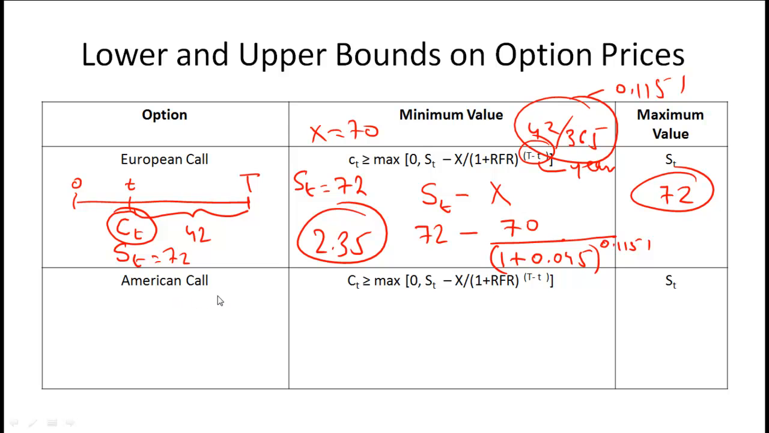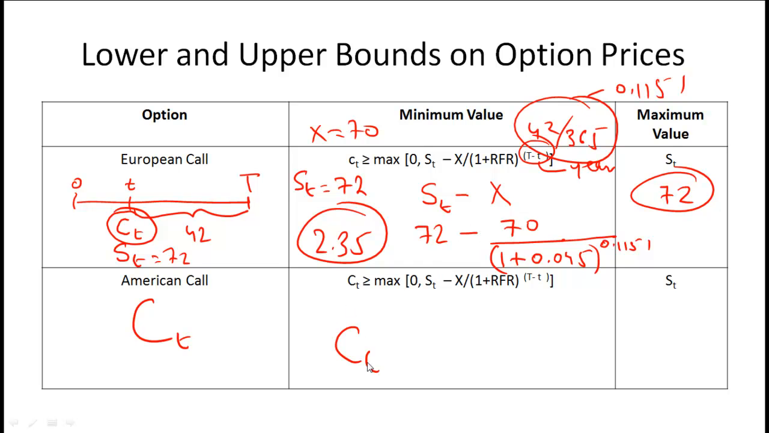For American call, what you can just take as a given, first of all, the terminology for an American call is that instead of using small c, we use big C, and the lower bound is the same. So this is the lower bound for American call, and the maximum value again is ST. So simple thing to remember, the minimum value and maximum value for both European call and American call, we have the same formulas.